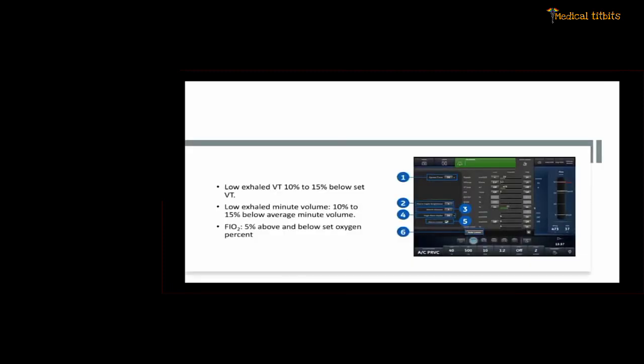Low exhaled tidal volume, usually we keep 10 to 15% below the set tidal volume. Low exhaled minute volume, again 10 to 15% below the average minute volume expected. FiO2, the oxygen sensor alarm, usually 5% above and below the set oxygen percentage.